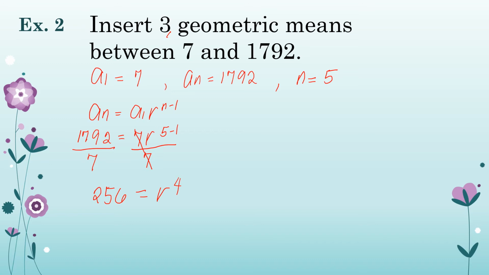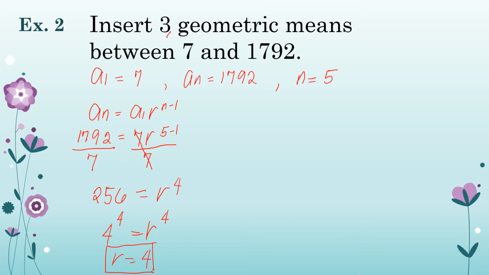Where did we get 4? Okay, that's 5 minus 1. Then what's next? Okay, you can take the fourth root of 256, or you can express 256 as 4 raised to the fourth power. So 4 raised to the fourth power is actually equal to 256, and that is equal to r to the fourth power. Therefore, r is equal to 4. Okay? So I hope you still remember your lesson about radicals, no? When you were in grade 9.